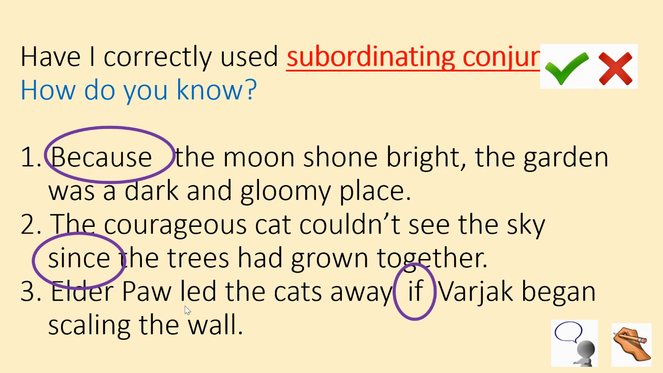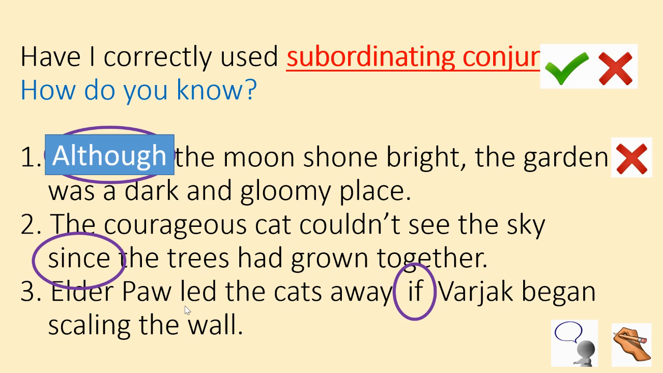Okay, let's have a look and see. Because the moon shone bright, the garden was a dark and gloomy place. Well, that doesn't sound right. No, so let's have a look. It should be although. So even though the moon was shining bright, the garden was a dark and gloomy place, and that's because there were so many trees that were kind of trapping the moonlight out.